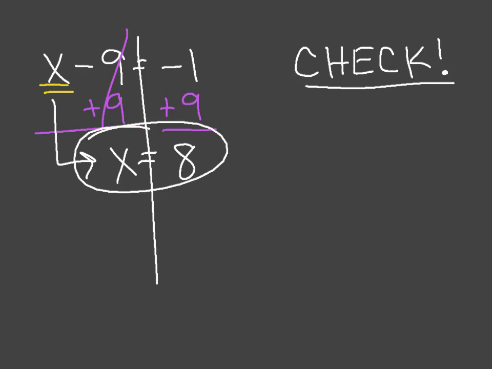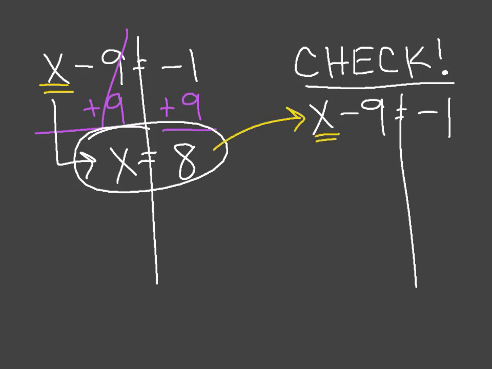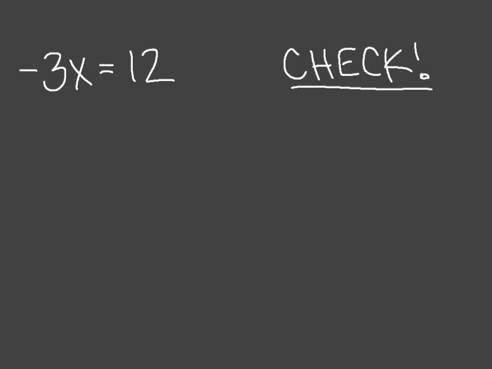Now again, I want to check my answer. So if I take the original equation, x minus 9 equals negative 1, put my line down the equal sign, and I'm going to replace my x with the answer that I got when I calculated. So I'm going to do 8 minus 9 and make sure that equals negative 1. Well, 8 minus 9 does equal negative 1, and that's how I know that my answer is correct.